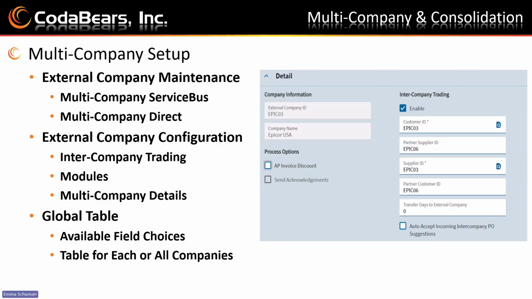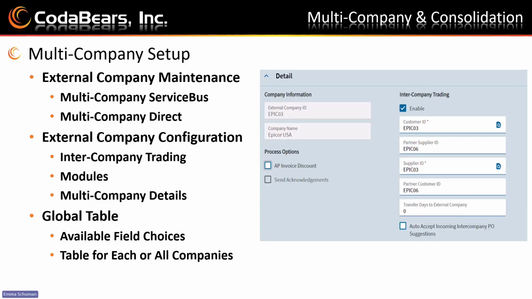Every company must have the appropriate customer and supplier records established for the other companies. If you take a look at the picture on this slide, you'll first notice that intercompany trading is enabled. If that's enabled, we need to identify the customer ID and supplier ID, which should match the company I'm going to do intercompany activities with. The partner supplier ID as well as partner customer ID is the company ID I am currently working in, which is Epic 06, according to this picture.